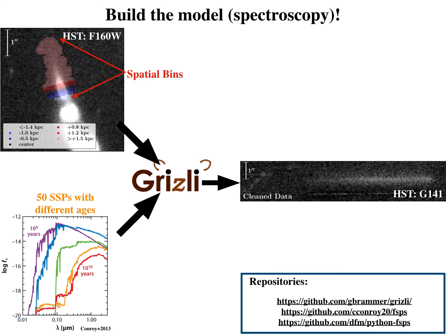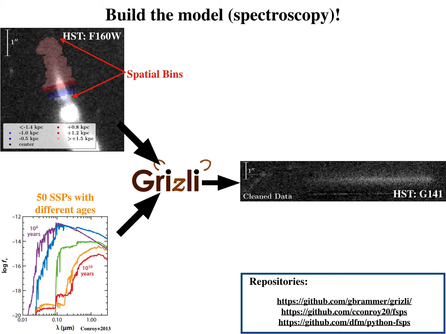So let's build a model. The first step is to model the spectroscopy. To model the spectroscopy, we start with the Hubble image. You can see the image in the top left panel, and this is the F160 image. Since we want to study the spatial variation in age, we define spatial bins throughout this galaxy. The pixels that belong to each one of these spatial bins are denoted with different colors in that image. One thing that I would like to highlight is that the distance from the center for each one of these bins is reported in kiloparsec units. A kiloparsec is equal to 1,000 parsecs, and each parsec is approximately 3 light years.